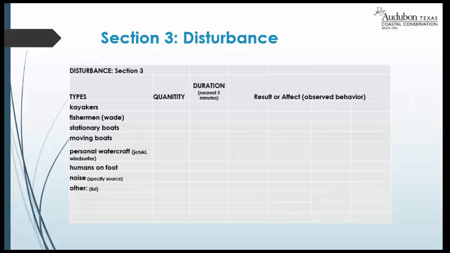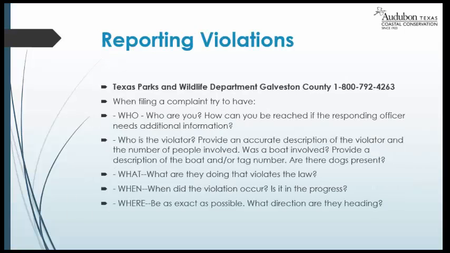So the disturbance section, here's the snapshot. It's really similar to the foraging. I think it's pretty much a mirror. But we want to know quantities, if you can get quantities, about approximation, duration. Was it 5 minutes, less than 5 minutes, 15 minutes? And then, of course, the result or effect. You know, what happened, the birds flushed, chicks were taken. That's the information that we want to know.